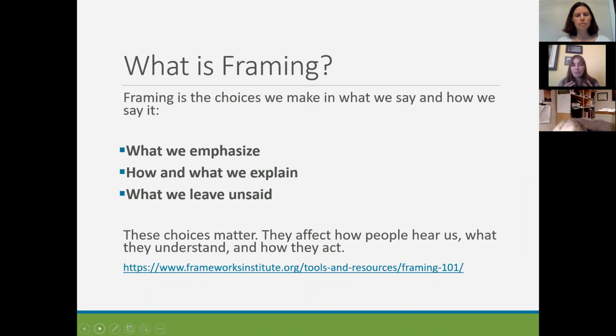Frameworks talks a lot about how whenever we tell a story, if we don't connect the dots, the listeners will connect the dots, and they may connect them with things that you want them to be thinking about, and they may connect them with things that you don't want them to be thinking about. And so it's really important to think about everything that we include in our story.